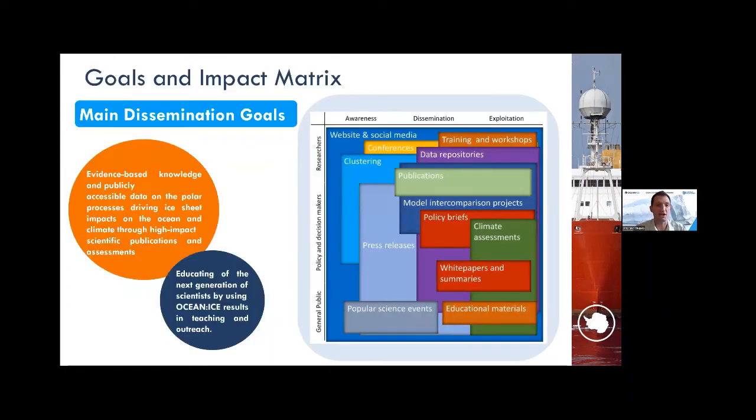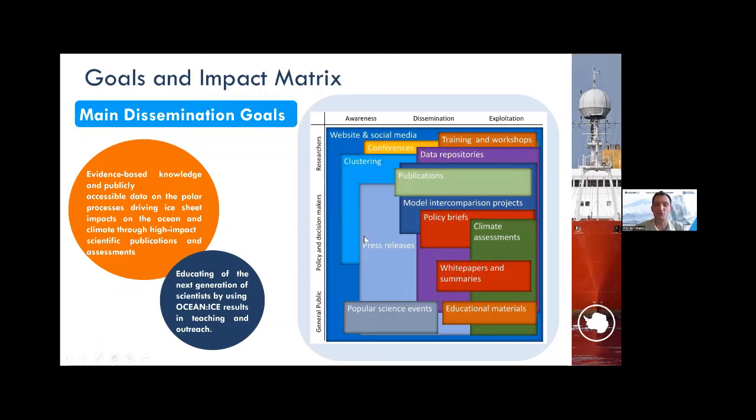This is a nice impact matrix that I think we stole more or less directly from Protect. So thanks, Protect. Nicely laying out our plans. So this is effectively who we're trying to reach, from researchers right down to the general public, and the level of what we're aiming for, basically from awareness, which is the stage we're at the moment, raising awareness of what we're doing, to dissemination of our results, and then finally to exploitation and actually making an impact with those results, which will obviously be happening later on in the project.